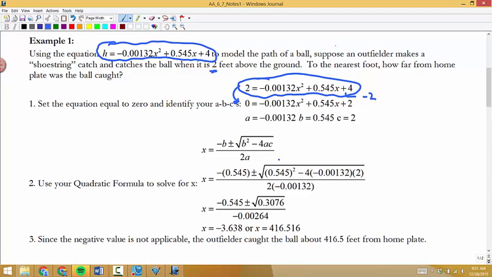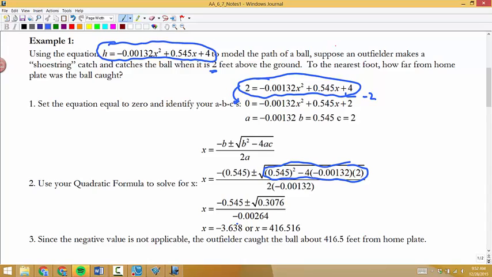Now sometimes people want to just go right to their calculator and plug that in. It's really best to do it step by step. So go ahead and figure out the stuff underneath the radical first, which would be about 0.3076. And then I'm going to say negative 5.45 plus that divided by this, and negative 5.45 minus that divided by this. Now you'll notice that it gives us two values.